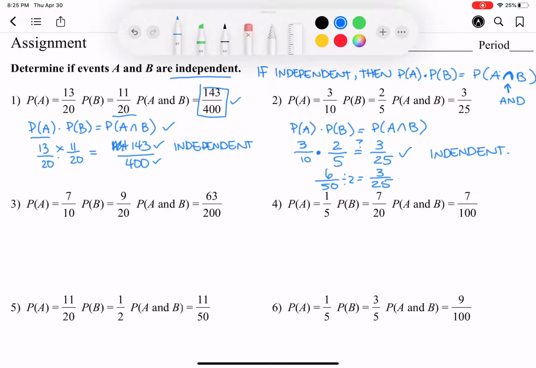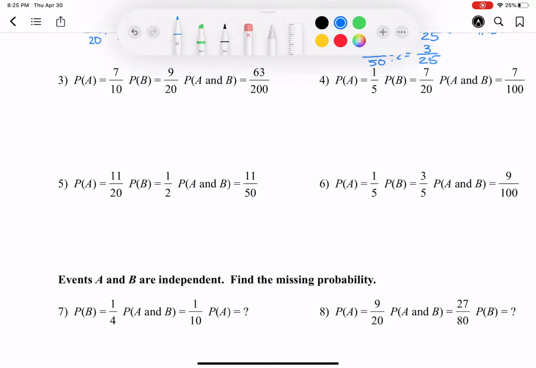Okay, so I'm just going to move a little bit more quickly. I'm not going to do 4 and 6. I'm going to do 3 and 5 and move on to the next part. So probability of A times the probability of B, is that equal to the probability of A and B? Well, let's find out. Probability of A is 7 over 10. Probability of B is 9 over 20. Is that equal to 63 over 200? Well, 7 times 9 is 63, and 10 times 20 is 200. So yeah, this would be an independent event.